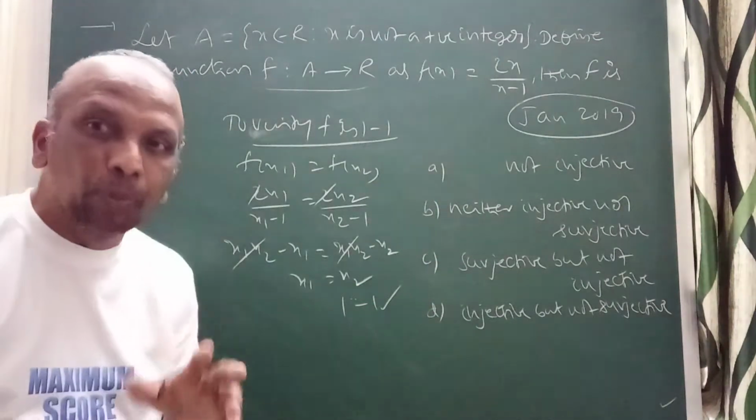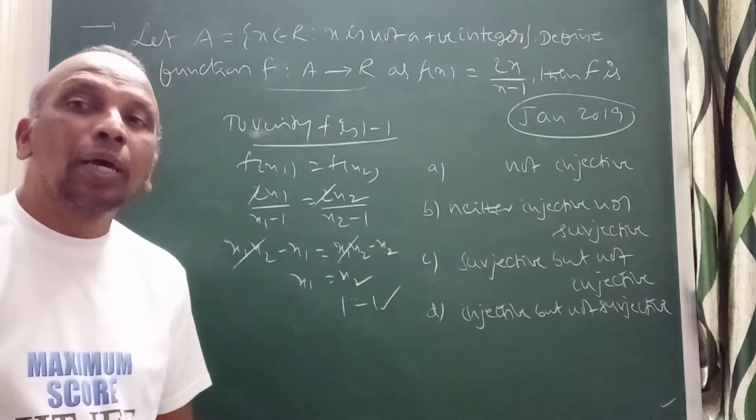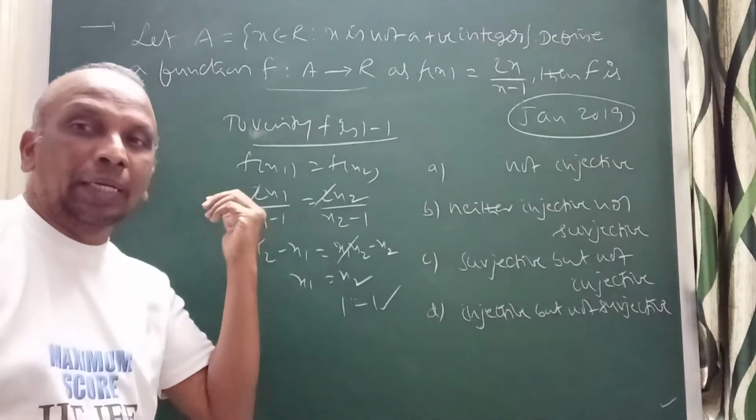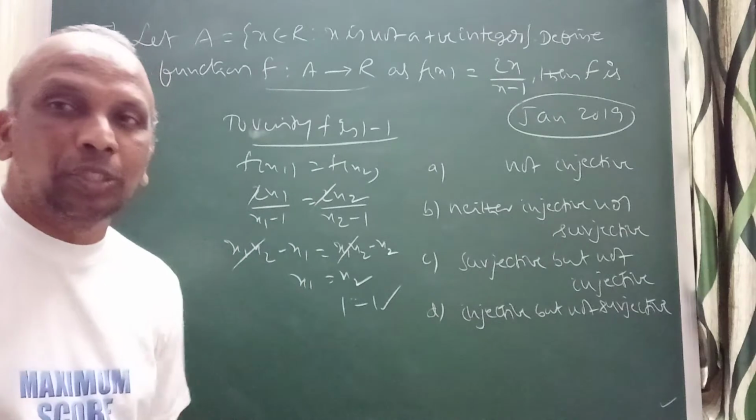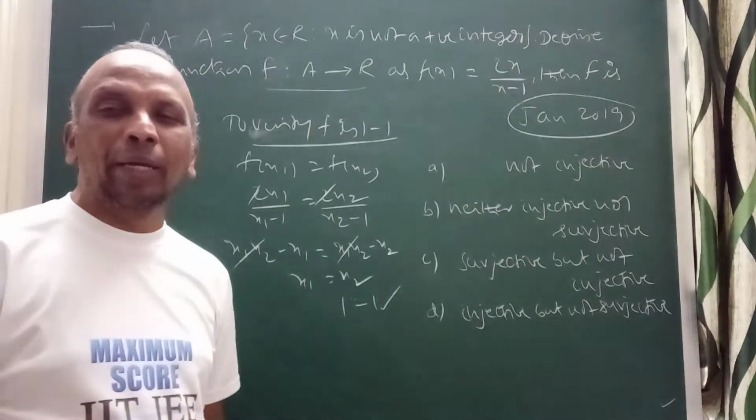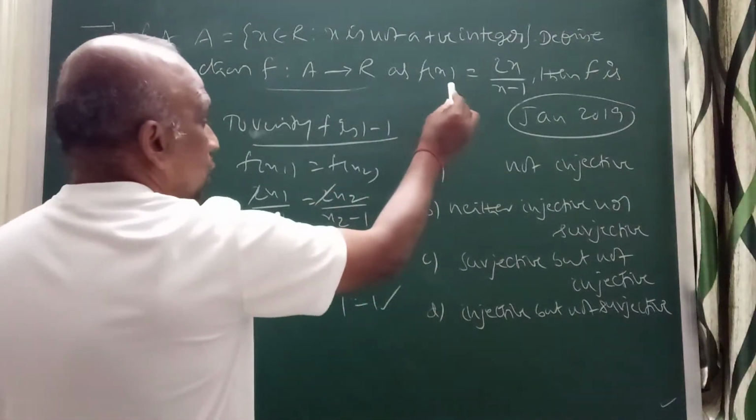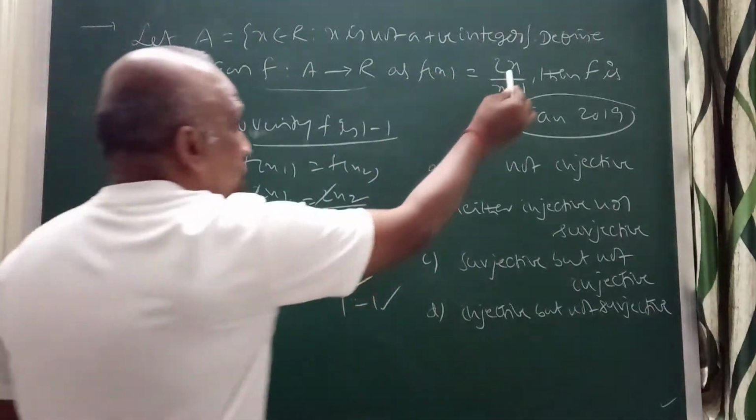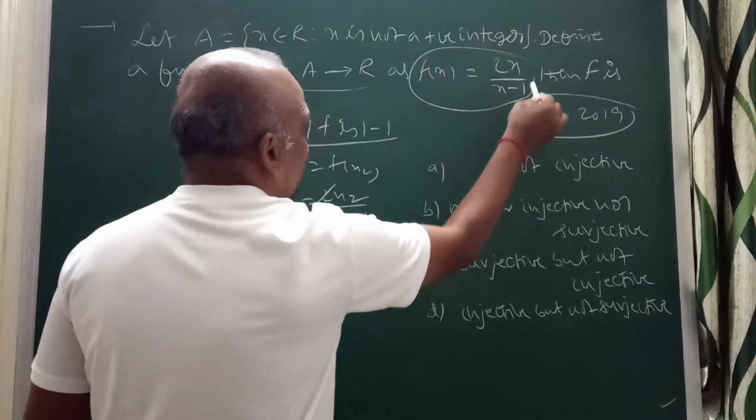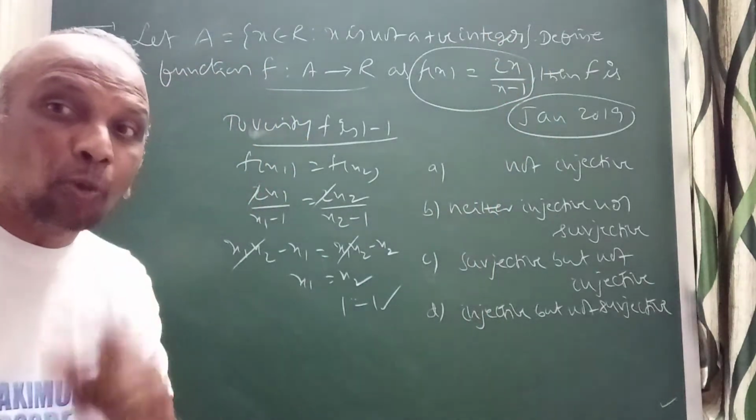To check onto, what is onto? Every element of the codomain should be connected. That means codomain equal to range. When range is equal to codomain, that function is onto. But here you can check. Here 2 doesn't have a pre-image, you have to observe here. This is given, they define like this. But 2 doesn't have a pre-image.